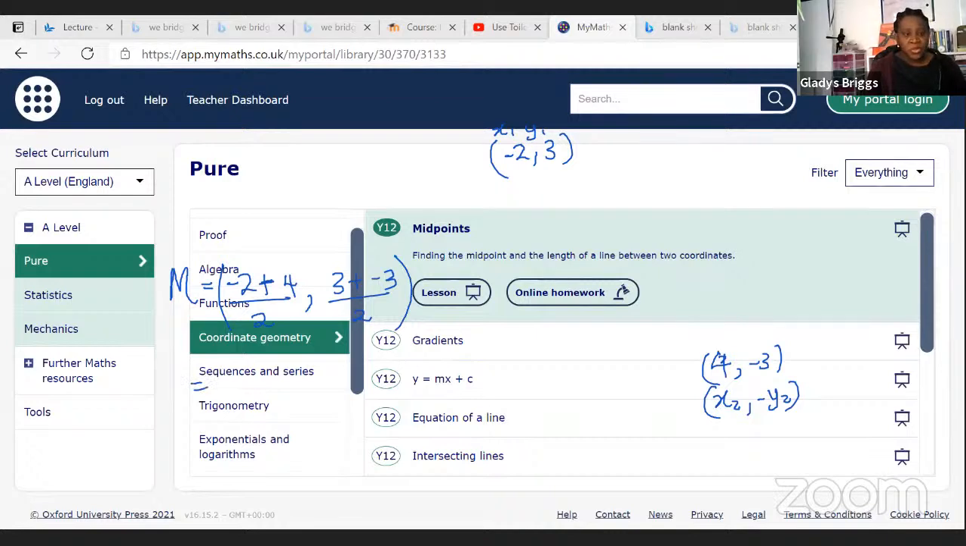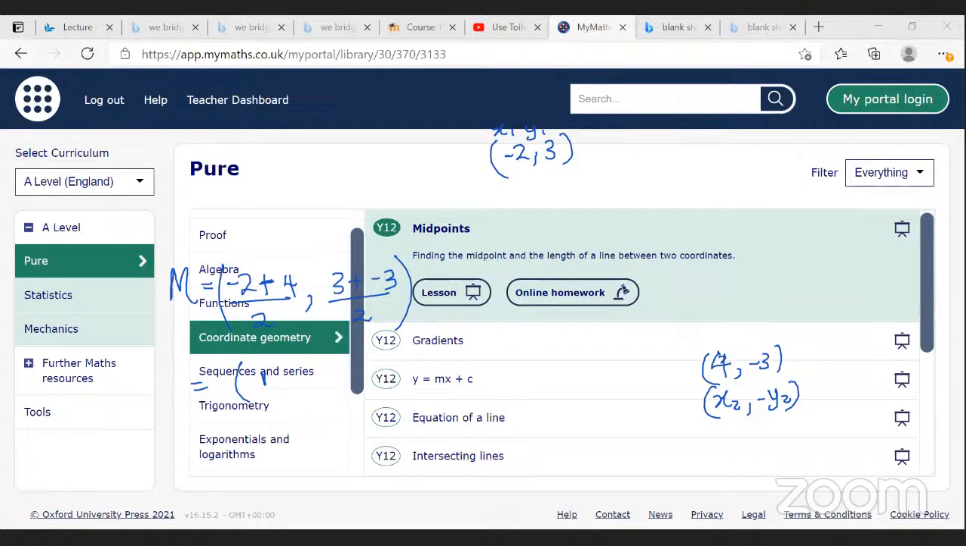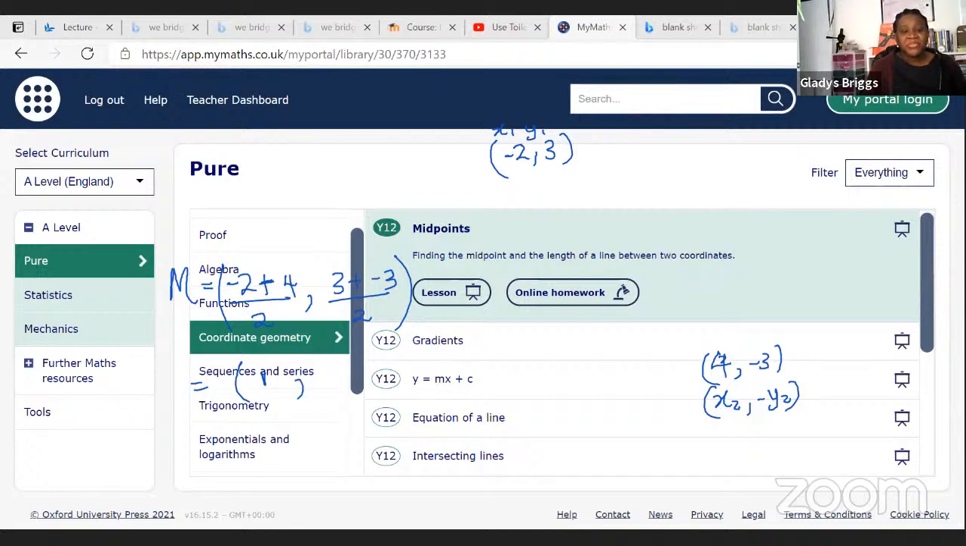-2 plus 4 is 2. 2 divided by 2 is 1 here, okay? Then you have 3 plus -3, which is equal to 3 minus 3, which is 0. So that will give us 0 here. So that's why we have 1, 0. We worked that out to be 1, 0 from the graph, and we worked it out from here as well to be 1, 0. So that's how we work it out.